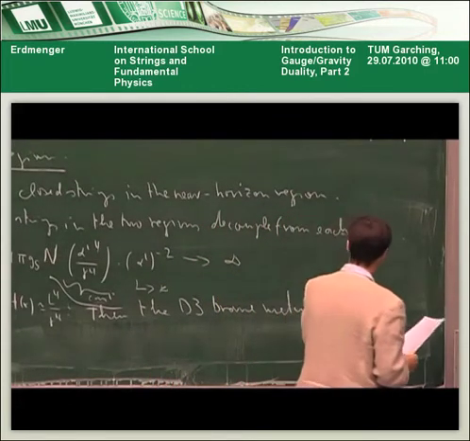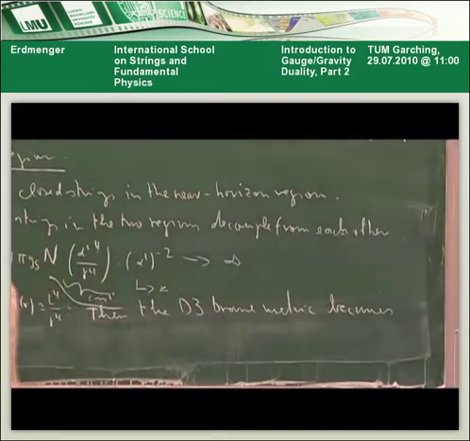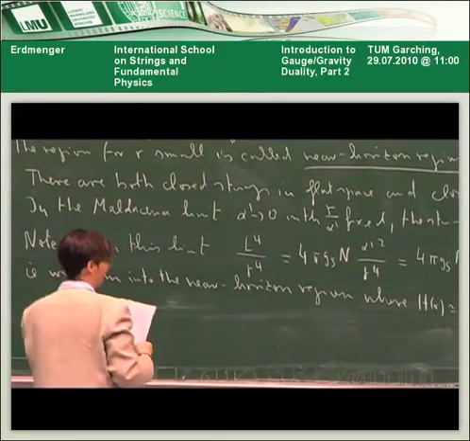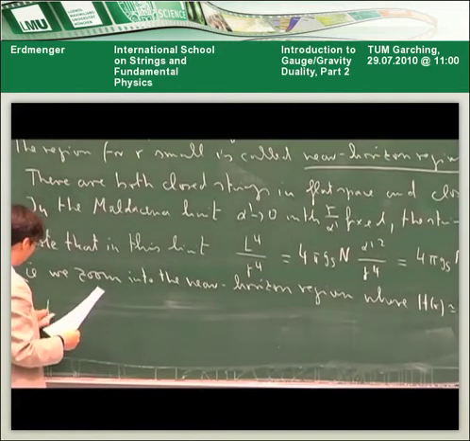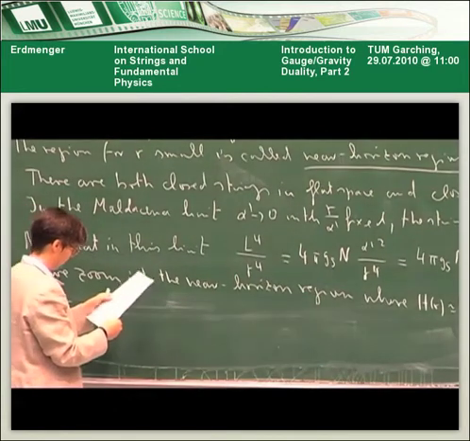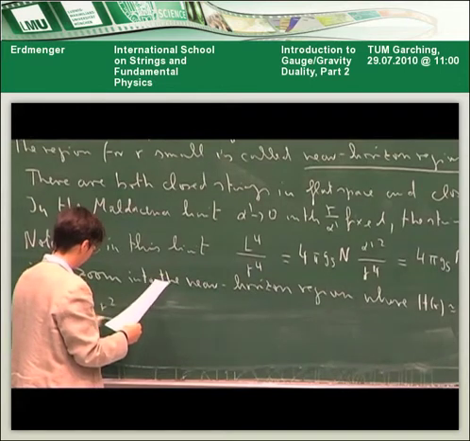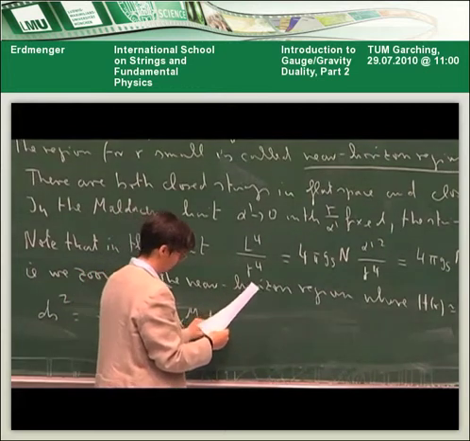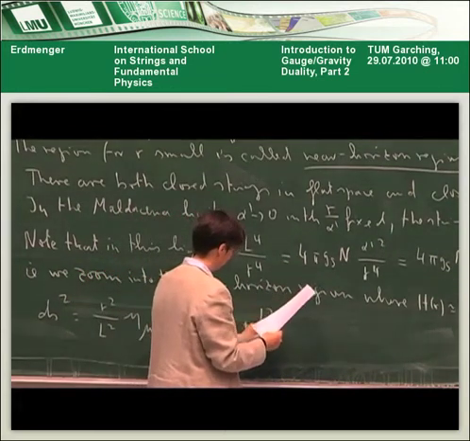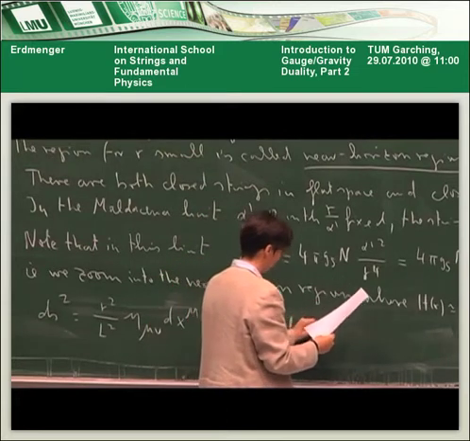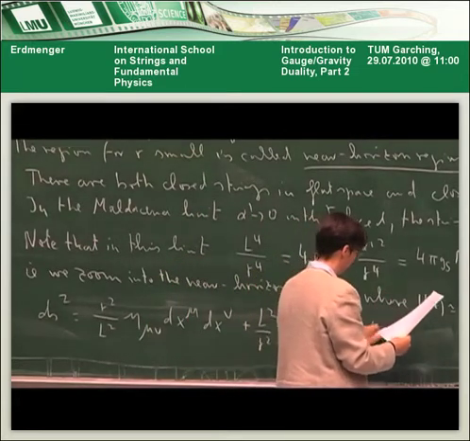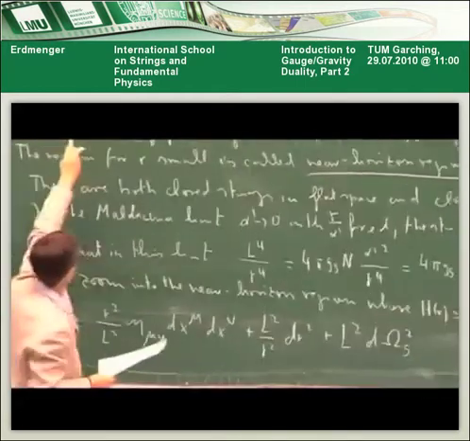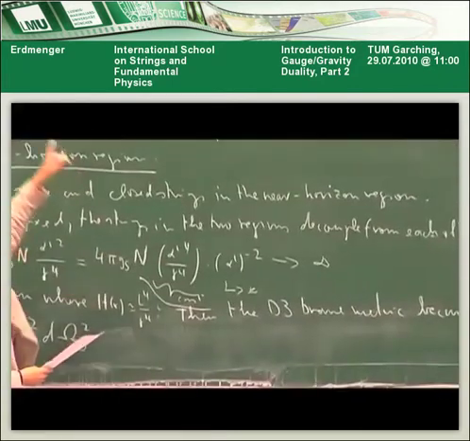Okay, so now I just drop the 1 from the h and I plug it into the metric. And then I get the following: ds squared is equal to r squared over l squared eta mu nu dx mu dx nu plus l squared over r squared dr squared plus l squared d omega 5 squared. So I dropped the 1 and plugged this h of this form into the metric up there.